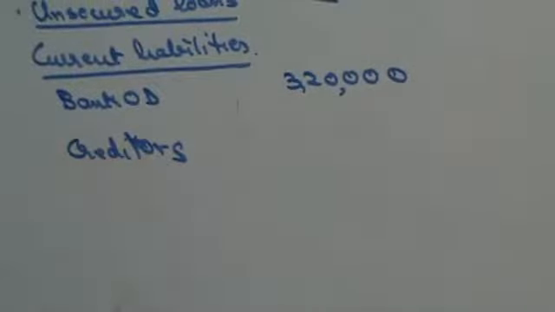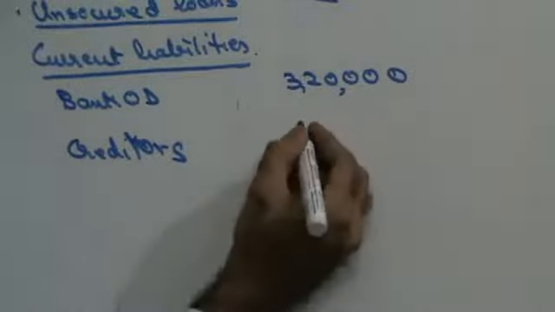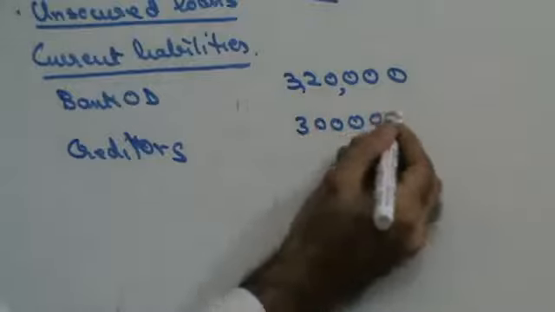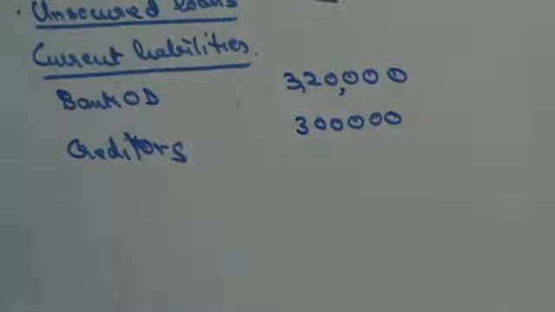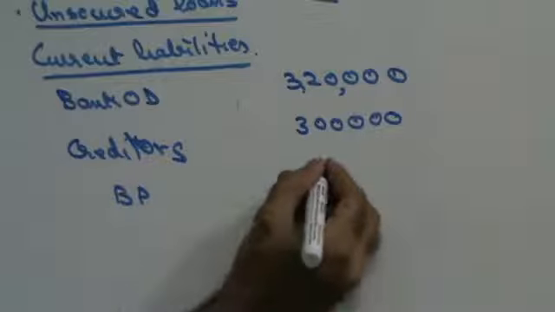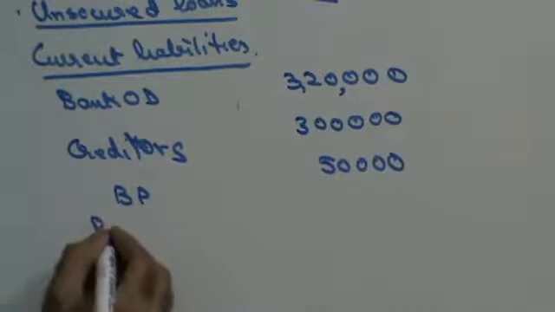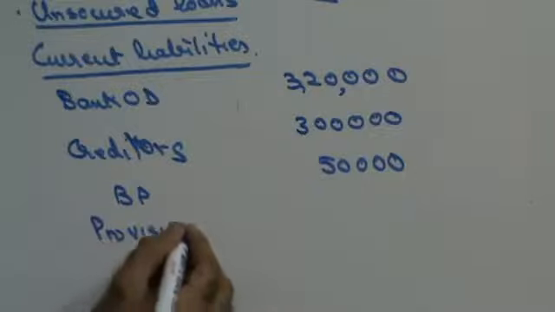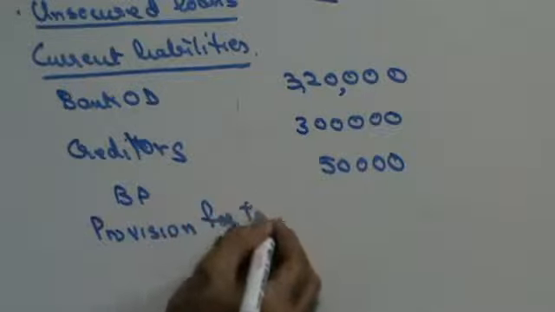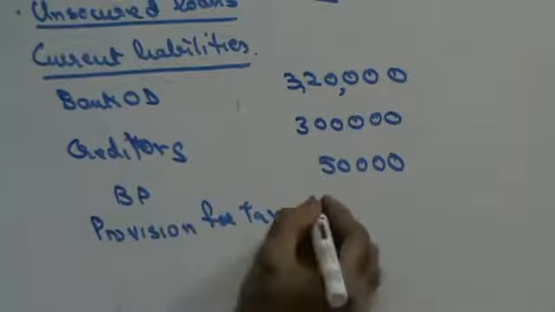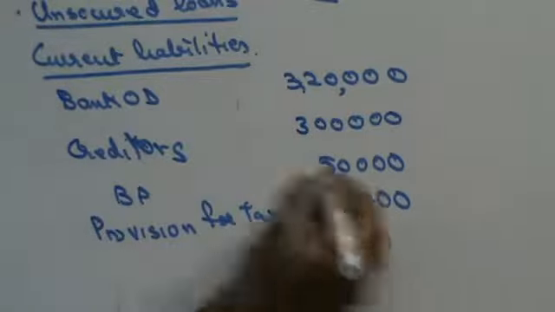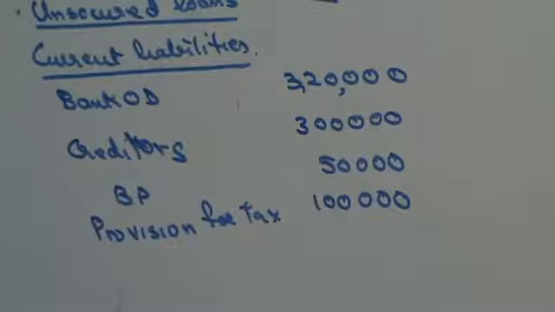Creditors is 3 lakhs. Then you have bills payable, which is 50,000. Then you have provision for tax. Provision for tax is 1 lakh. Right? Okay. Let's move on ahead. Those were your liability sides. Asset side, fixed assets.